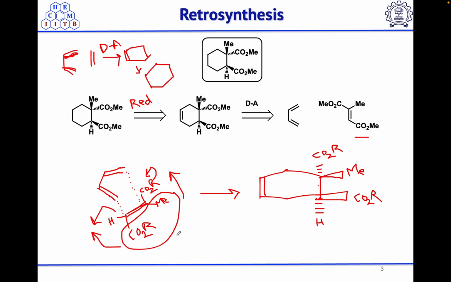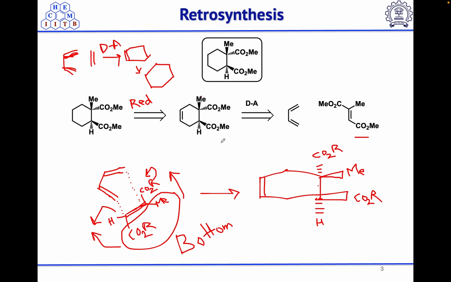So this is the bottom face approach. If you think about the top face approach, that time you will get the opposite stereochemistry. So in this reaction you will get both stereoisomers, 50-50, a 50-50 mixture. So basically that will be the racemic.